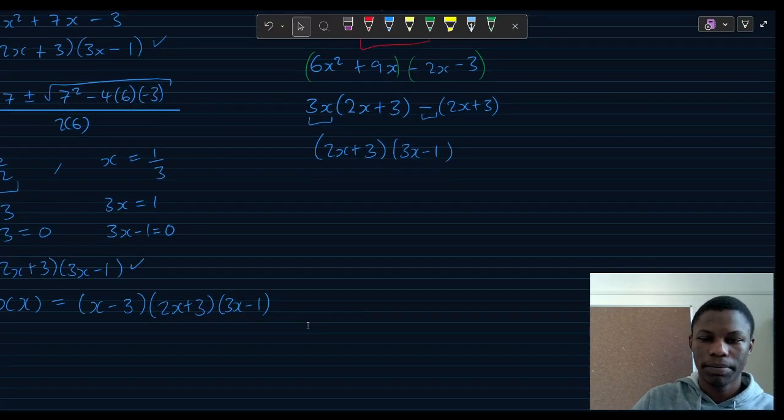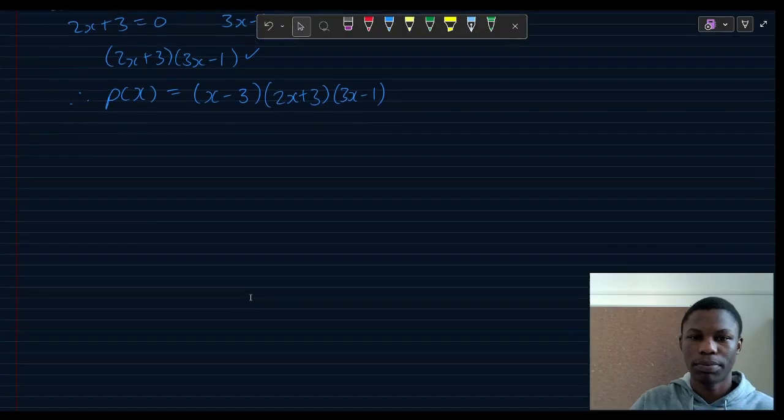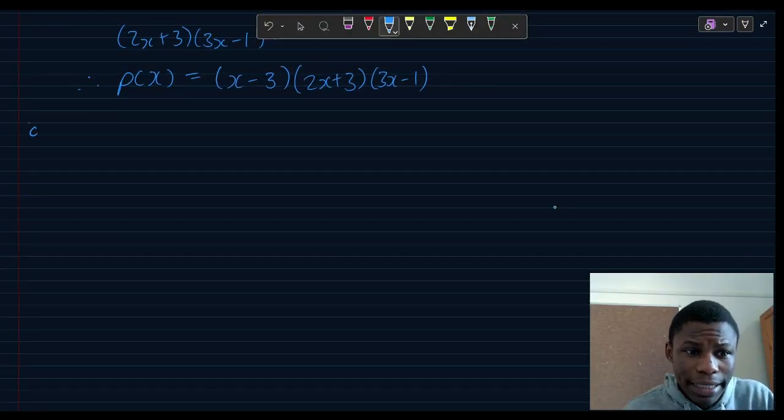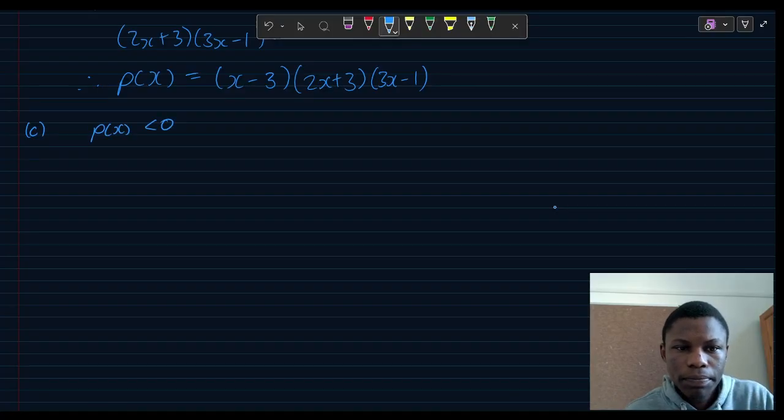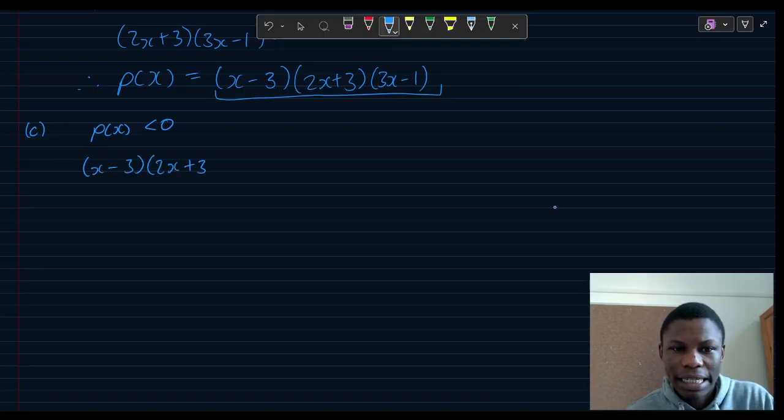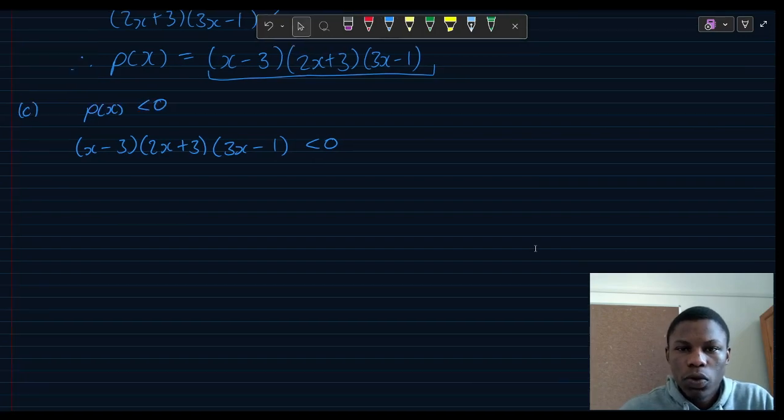And that there is the complete factorization of p of x. So part C, now we're told hence solve the inequality p of x is less than 0. In part B, we already deduced that p of x can be written as this. So we can write this as x minus 3 times 2x plus 3 times 3x minus 1 is less than 0. And the way we're going to solve this is by using a sign line.